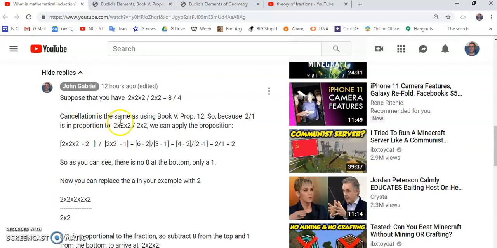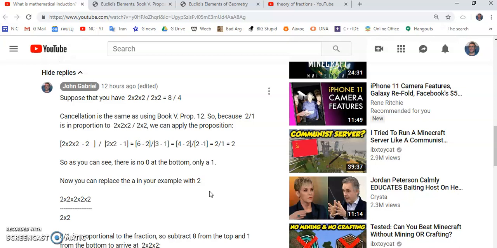I said that cancellation is the same as using proposition 12 of book 5 in Euclid, and I'll get to that in a moment. So what that proposition says is that when you have numbers in proportion, you can add their antecedents and their consequents, and you will have another number that is exactly in proportion.